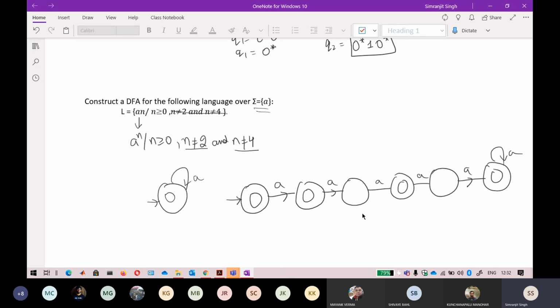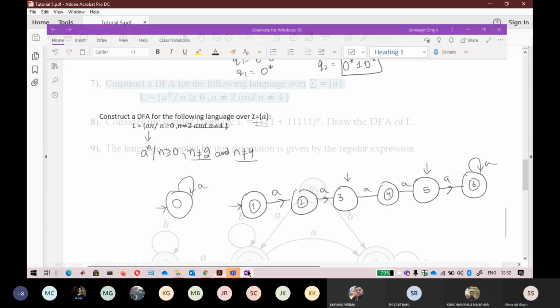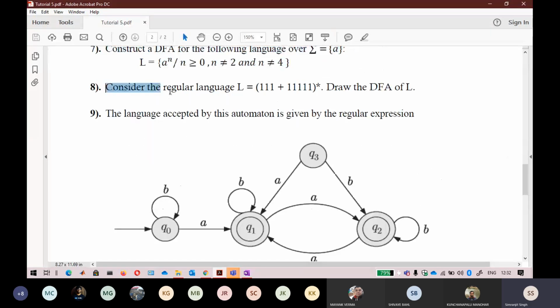Just let me see the states here. 1, 2, 3, 4, 5, 6 states. Out of this, the third state is not final and the fifth state is not final. Keep that in mind. After that, any number of a's can come. So this is a fairly straightforward question. So we will do this question.